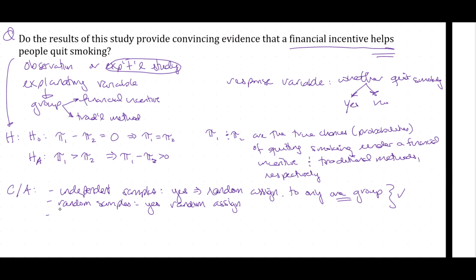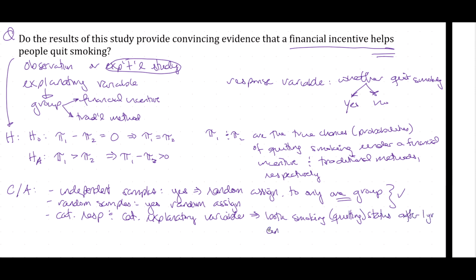We also need a categorical response and a categorical explanatory variable. This has been achieved because both smoking status, or quitting status after 1 year, and incentive, that is financial or traditional method, are categorical. So we're good there.